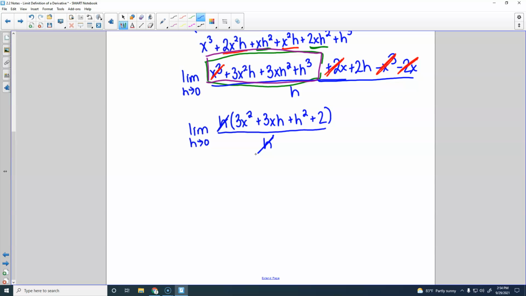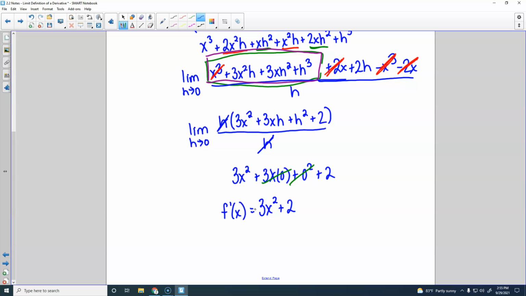I'm going to plug in a 0 for my h. So that's going to be 3x squared plus 3x times 0 plus 0 squared plus 2. Essentially, whenever you do that, anything that still has an h with it goes away. And so I get 3x squared plus 2. And this is your f prime of x. That's your derivative.